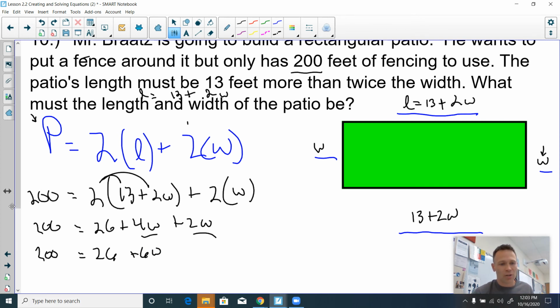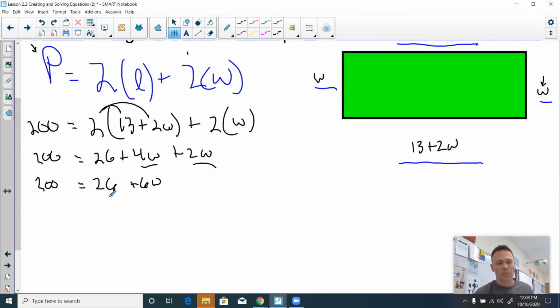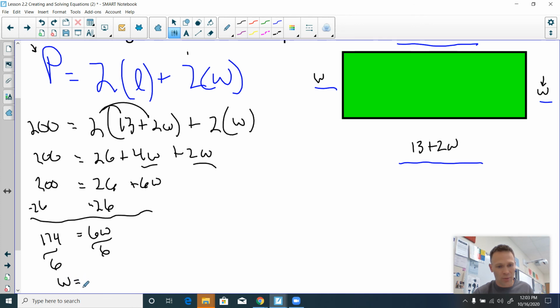All right, now solving this, I'll end up with W. What's happening to W? I'm multiplying by 6, adding 26, so I will subtract 26. That will give me 174, and that is going to be equal now to 6W. The last thing I do is divide by 6. So then I'll have W is going to be equal to 29.